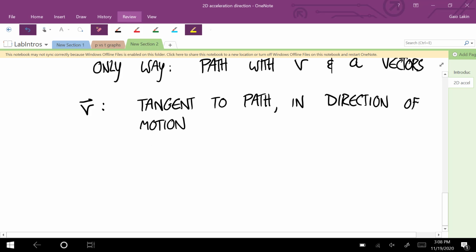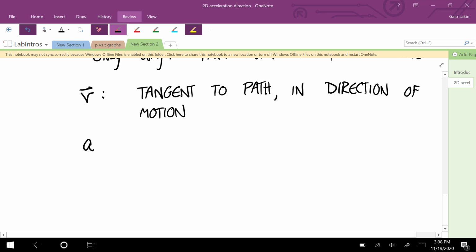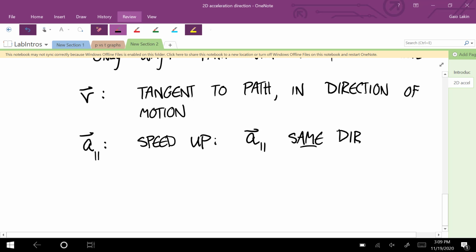Then the second kind of vector we're going to draw is the part of the acceleration that's parallel to the velocity. So I'm going to call this acceleration parallel. If the object is speeding up, then A parallel is the same direction as the velocity. If, on the other hand, the object's slowing down, then A parallel is going to be opposite the direction of the velocity.